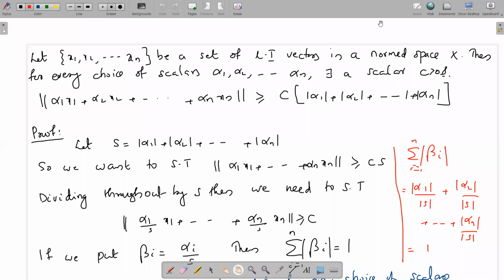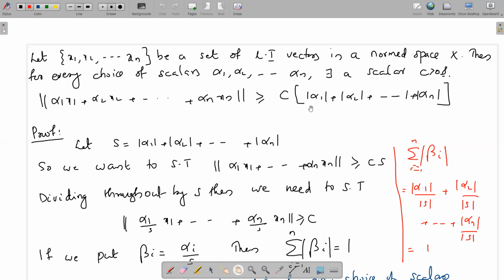Good morning. And today we will prove that if x1, x2, x3, etc., xn is a set of linearly independent vectors in a normed space capital X, then for any choice of scalars alpha 1, alpha 2, etc., alpha n, there exists a scalar c greater than 0 such that norm of alpha 1 x1 plus alpha 2 x2 plus etc. plus alpha n xn is greater than or equal to c into modulus of alpha 1 plus modulus alpha 2 plus etc. plus modulus alpha n.